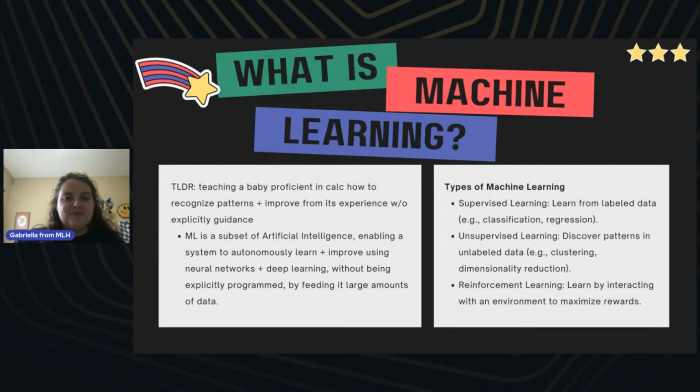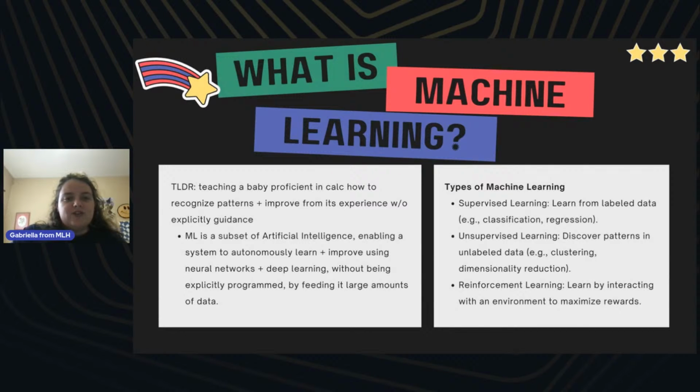Now we're going to dive straight into what is machine learning. A brief synopsis, in a very straight to the point way: machine learning is like teaching a baby that's proficient in calculus how to recognize patterns and improve from its experience without explicitly guiding that baby to different conclusions, except instead of a baby, it's a computer, because the computer has a really good understanding of math, but doesn't have the life experience or understand the patterns if you don't tell it to.